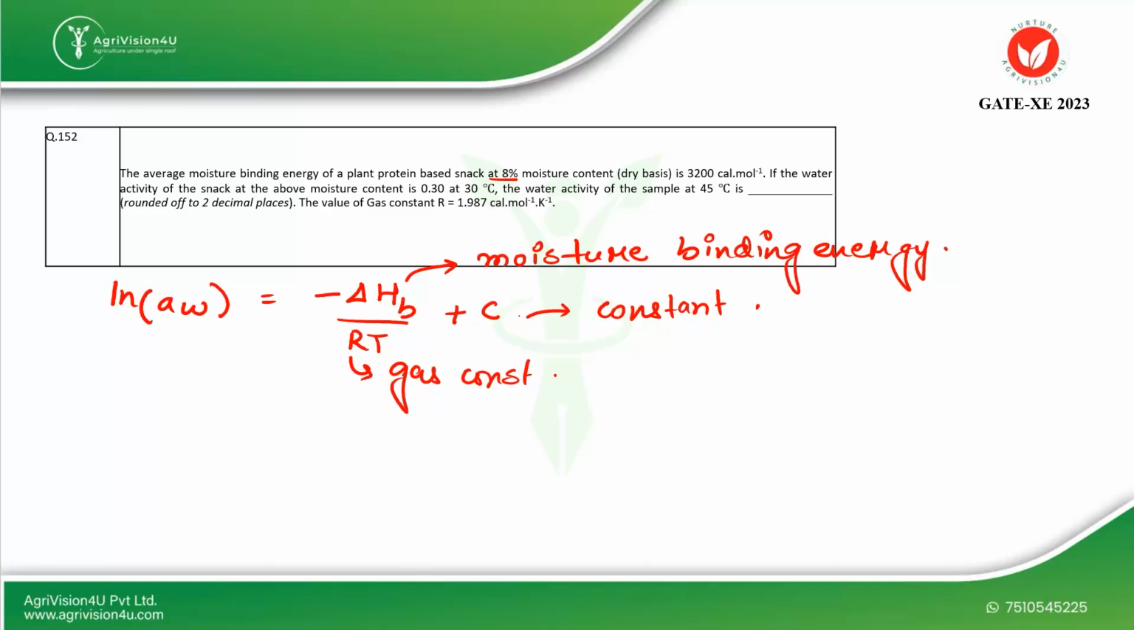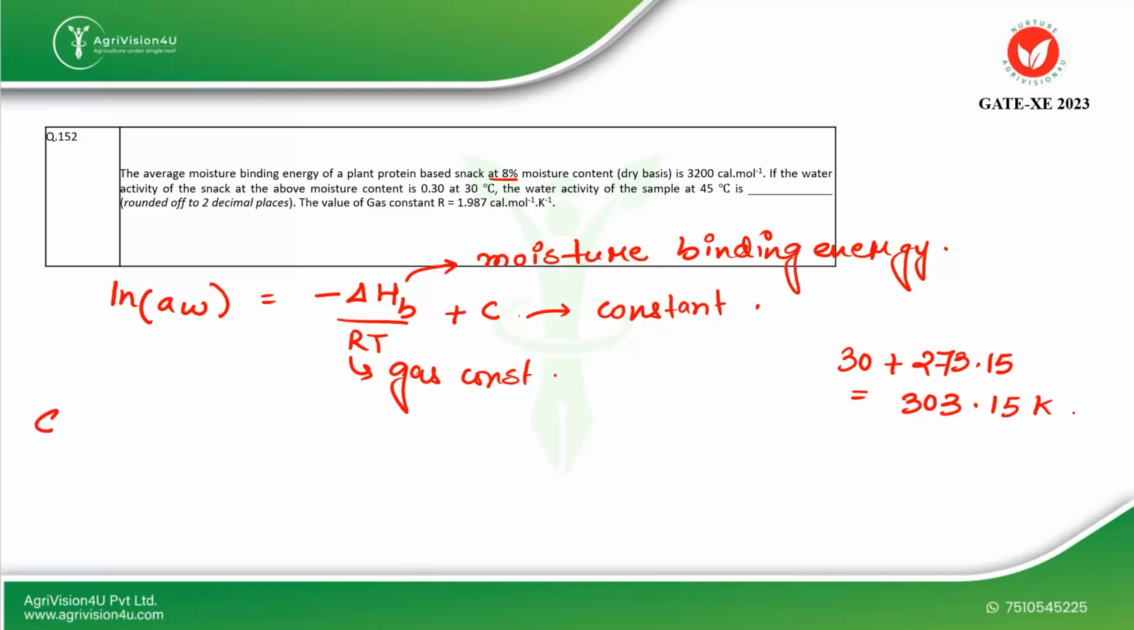So how will we be converting? 30 plus 273.15. So it will be 303.15 Kelvin.